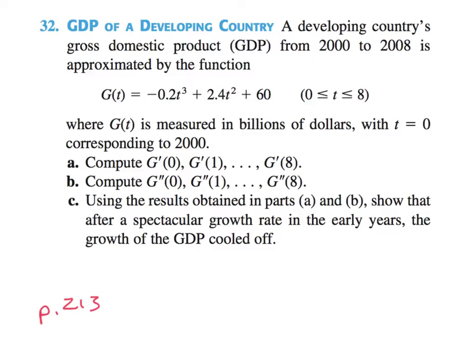And then also to compute the second derivative for each year, 0 through 8. And we're going to use those results to show that after a spectacular growth rate in the early years, the growth of the GDP has cooled off.